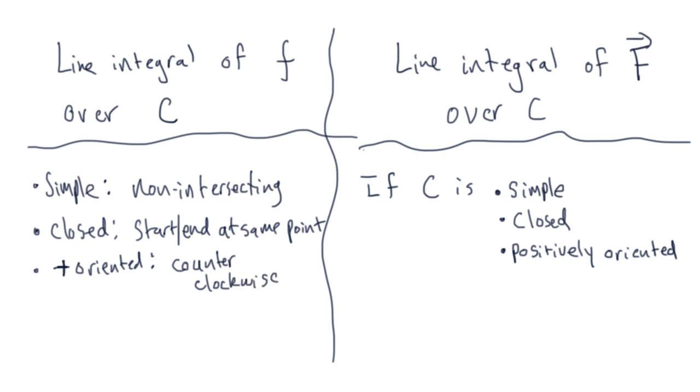Okay, so let's give some examples and non-examples. So here is an example, and we want to make sure that the orientation is counterclockwise, like this. Notice that this curve does not intersect itself. It's closed, so if it starts here, it also ends there. And it's positively oriented because it moves counterclockwise. So that's our example.